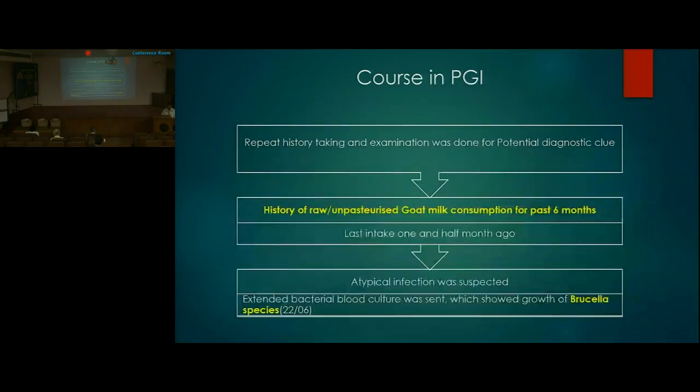Repeat history taking and physical examination were done to look for any potential diagnostic clue. There was a history of raw unpasteurized goat milk consumption for the past 6 months. The last intake was 1.5 months ago. Atypical infection was suspected. The extended blood culture showed the growth of Brucella species on 22nd of July.